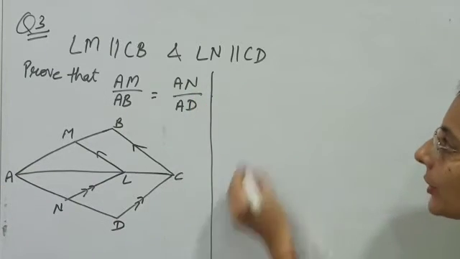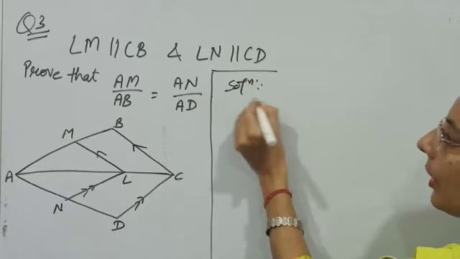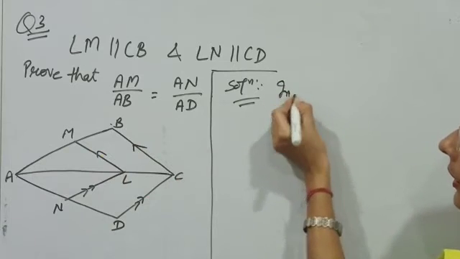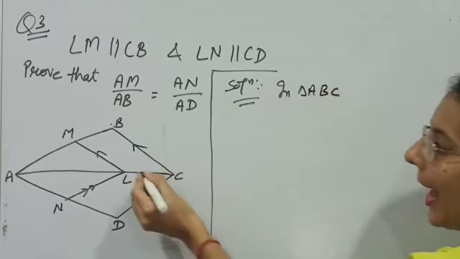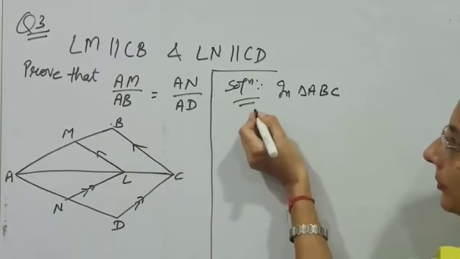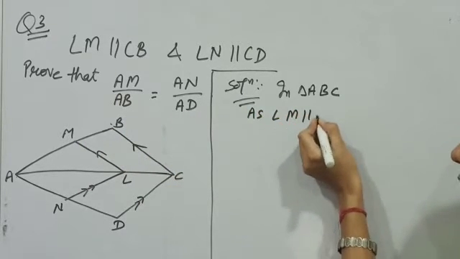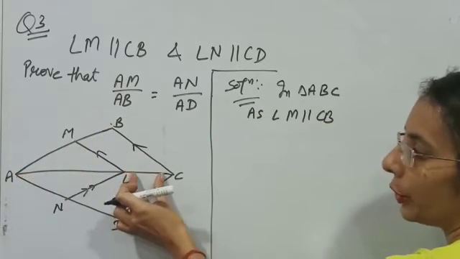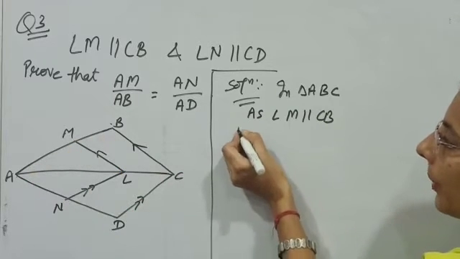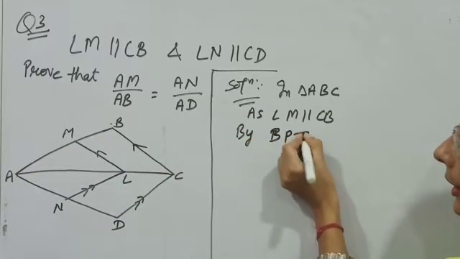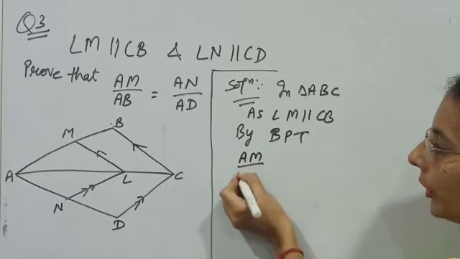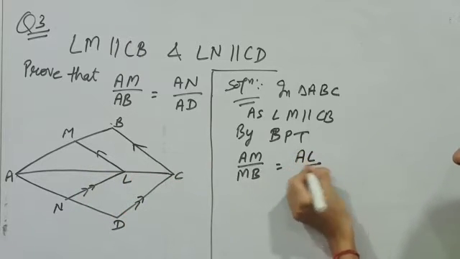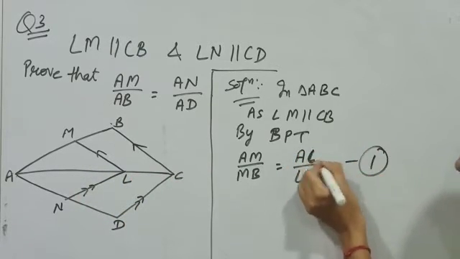If we do the solution of this question, we can see in triangle ABC, as LM is parallel to CB, by using the BPT theorem, these ratios are equal. So by BPT theorem, AM upon MB is equal to AL upon LC. This is the first part.